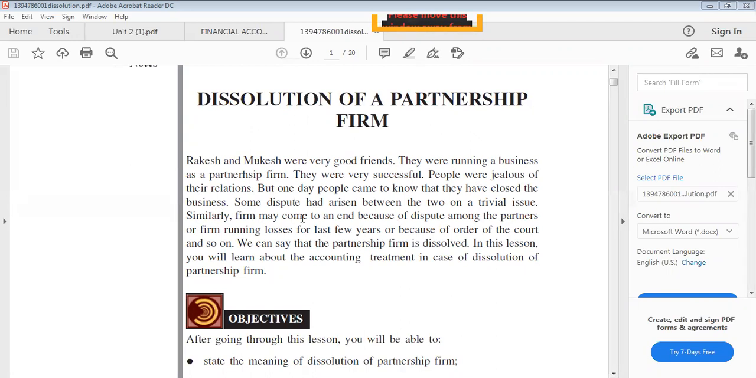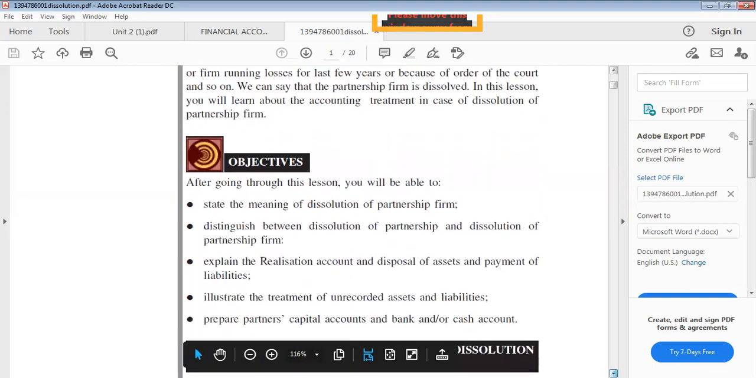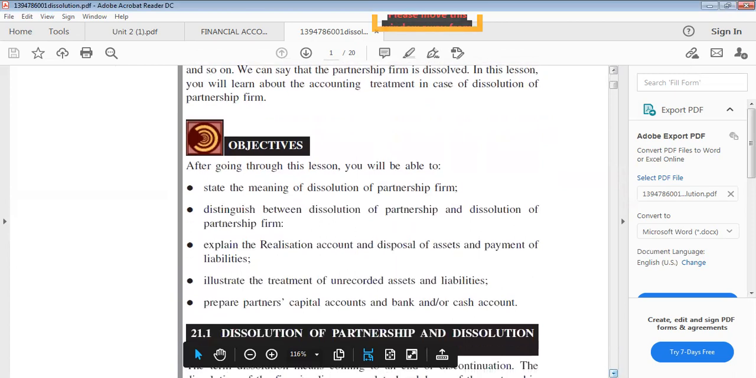Similarly, a firm may come to an end because of dispute among the partners, or firm running losses for the last few years, or because of order of the court, and so on. You can say that the partnership firm is dissolved. In this lesson, you will learn about the accounting treatment in case of dissolution of firm. So these are the objectives for this lesson.